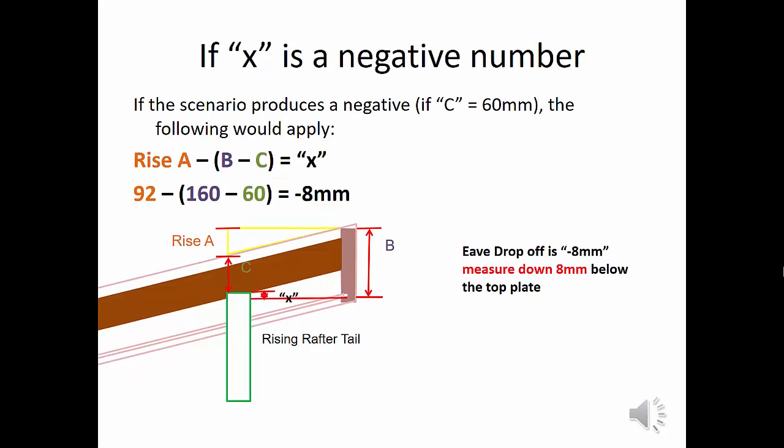This is just a scenario to show what happens if you encounter a negative number. If the scenario produces a negative number, say if C was 60 millimeters, the following would apply. Rise A again being 92 millimeters, B 160, and C being 60 millimeters. This would produce an answer of negative 8 millimeters, and in this case you would measure down from the top plate, not up. So you would measure down from the top plate 8 millimeters and level across to establish the position of your fascia.